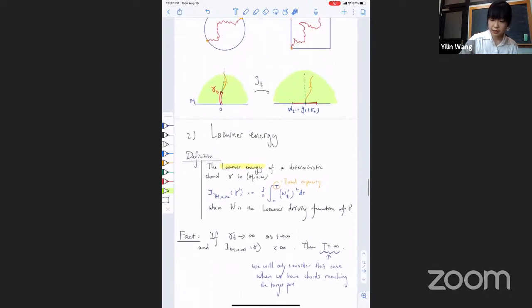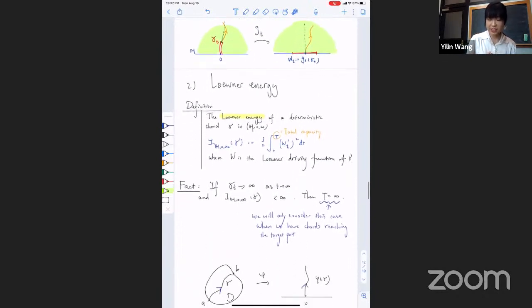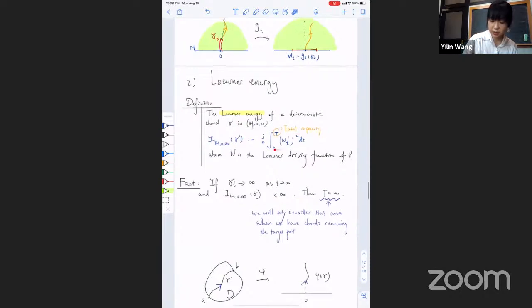All right. So Loewner energy. Well, we have seen Brownian motion is related to Dirichlet energy. Now, Loewner energy is defined to be the Dirichlet energy of the Loewner driving function. Or if you have a deterministic chord from 0 to infinity in the upper half plane, I just define the Loewner energy this way. So if the driving function is not absolutely continuous, then you just take this to be infinite. So this Loewner energy is a number between 0 and infinity.